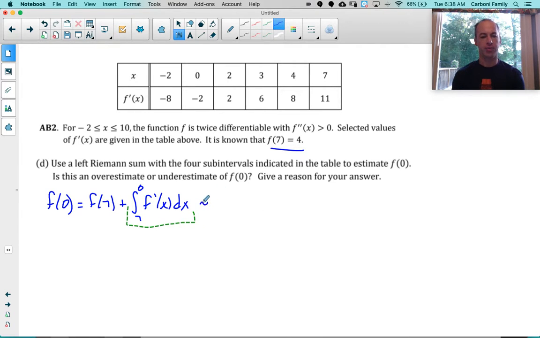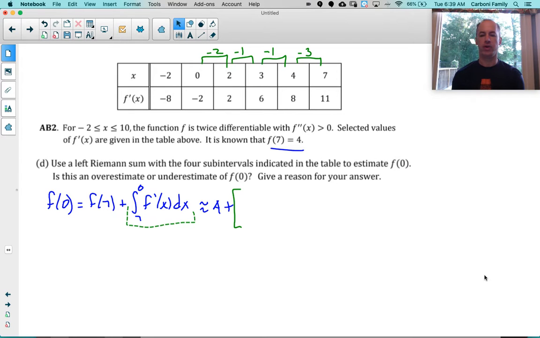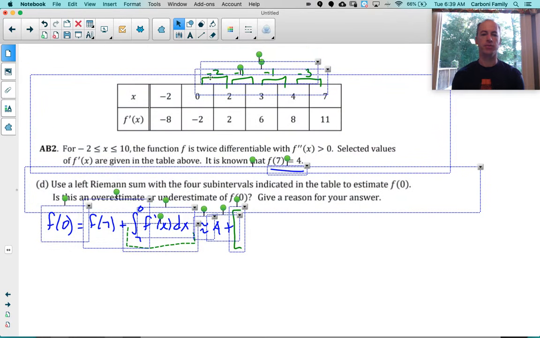Now, the Riemann sum is an approximation, so I'm going to put an approximation symbol there. f of 7 is 4 plus, and here is where I do the Riemann sum. What you have to be careful with is that we are going from right to left. So from 7 to 4 is a change in x of -3. 4 to 3, I went down 1. 3 to 2, I went down 1. 2 to 0, I went down 2, because we are going from right to left.